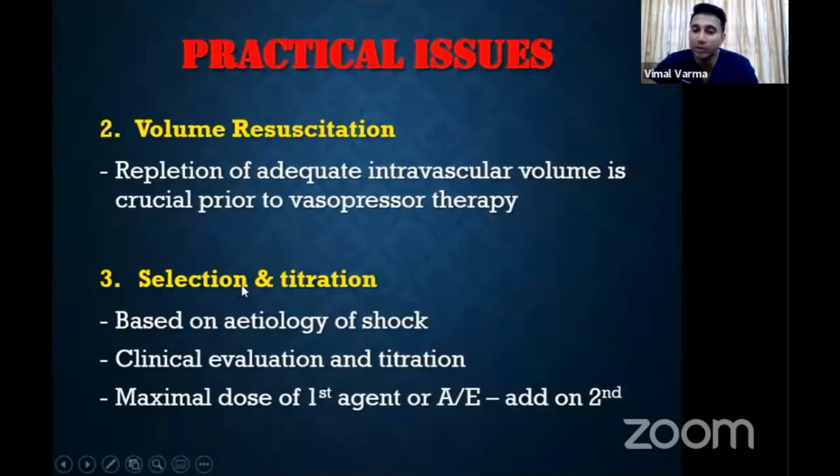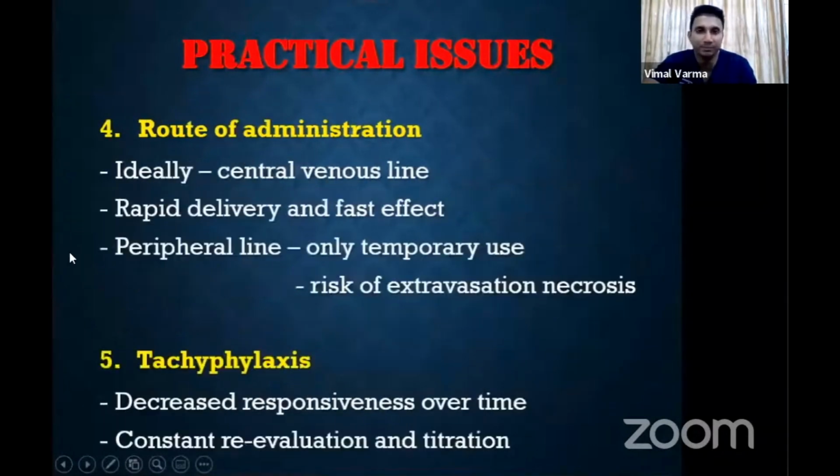Next, selection and titration based on the etiology of shock. As I mentioned, in management of shock you have to identify the pathogenesis so you can reverse it accordingly. So do a frequent clinical evaluation and titrate the drug, because overdose or unnecessary infusion of inotropes or vasopressors can cause disastrous effects. When one inotrope or vasopressor has already reached a maximal dose or started showing side effects, try to add on a second agent so you can reduce the dose of the first agent.